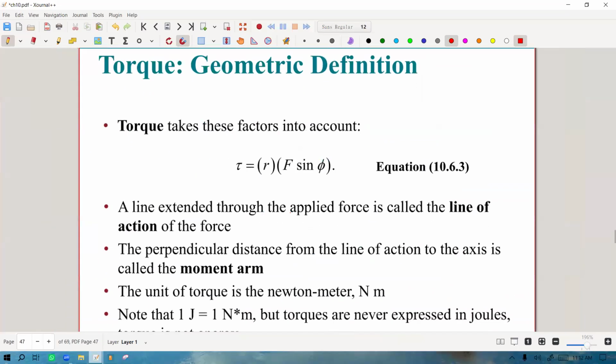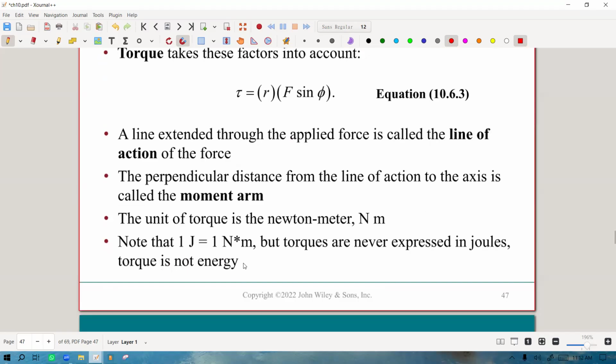So torque in geometric definition takes the angle into account. Tau is equal to R F sin phi. Sine is the trigonometric function. The line extending through the force is called the line of action, and the perpendicular distance from the line of action to the axis is called the moment arm. The unit of torque is the Newton meter. Note that 1 joule is also one Newton meter, but torques are never expressed in joules.